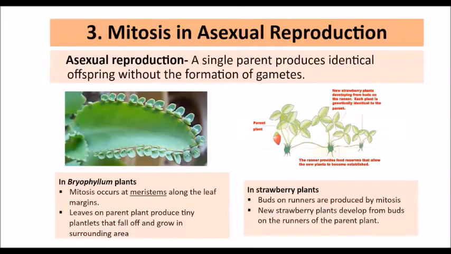And then similarly with the strawberry plants, now instead of the new plants growing along the margins of the leaves, we have buds on the runners. Those are the horizontal stems that you're seeing there. The buds are produced by mitosis, and then you have new strawberry plants being formed from these buds on the runners of the parent plant. So those are just two common examples of asexual reproduction and how mitosis plays a role in that process.